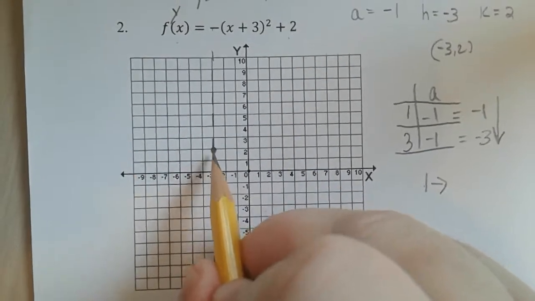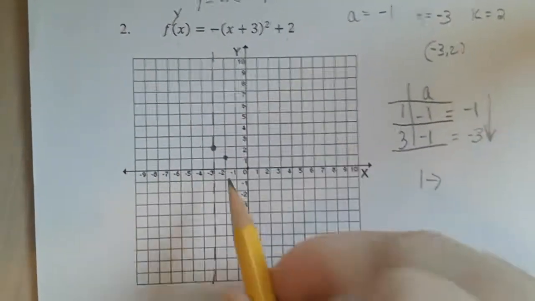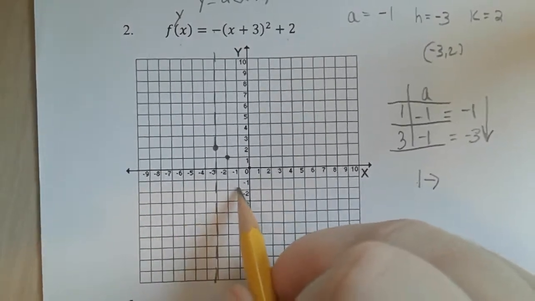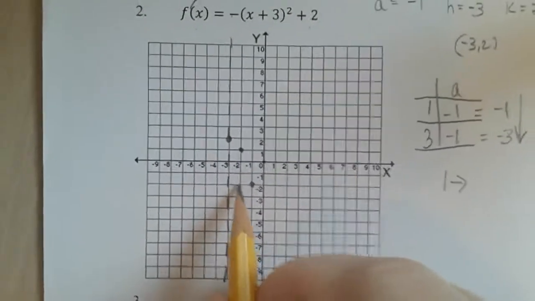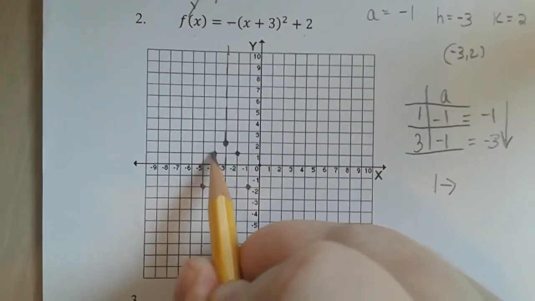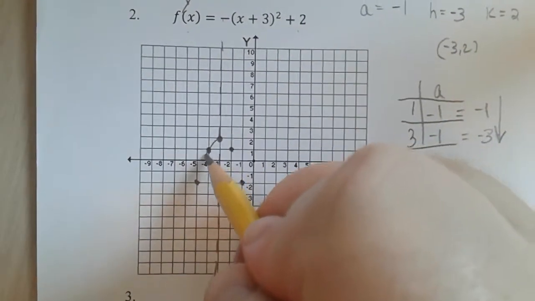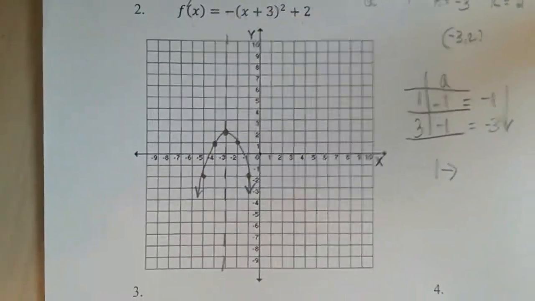So I'm going to go to my vertex. I'm going to go down 1, 1 to the right. Okay, then I'm going to go down 3, 1, 2, 3, 1 to the right. Okay, now that I have the second and third point, I'm going to reflect those over. 1, 2, 1, 2, 1, 1. Okay, I've got my 5 points. I want to draw my curve through the 5 points.